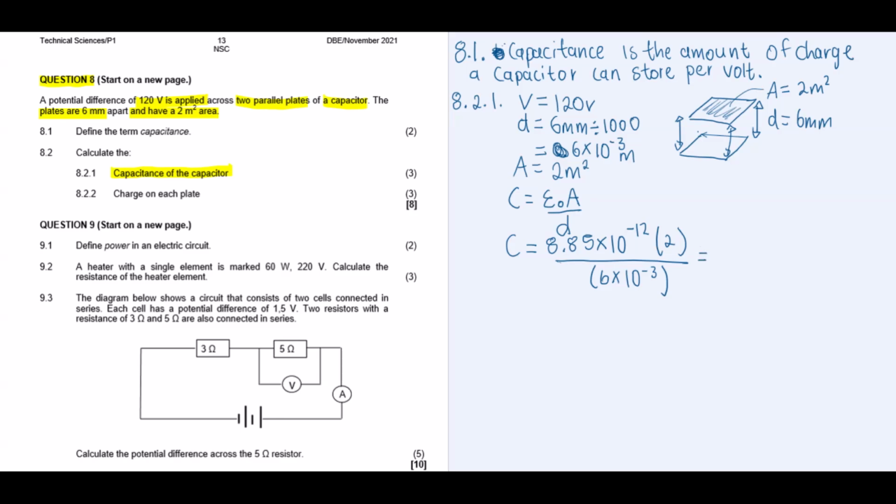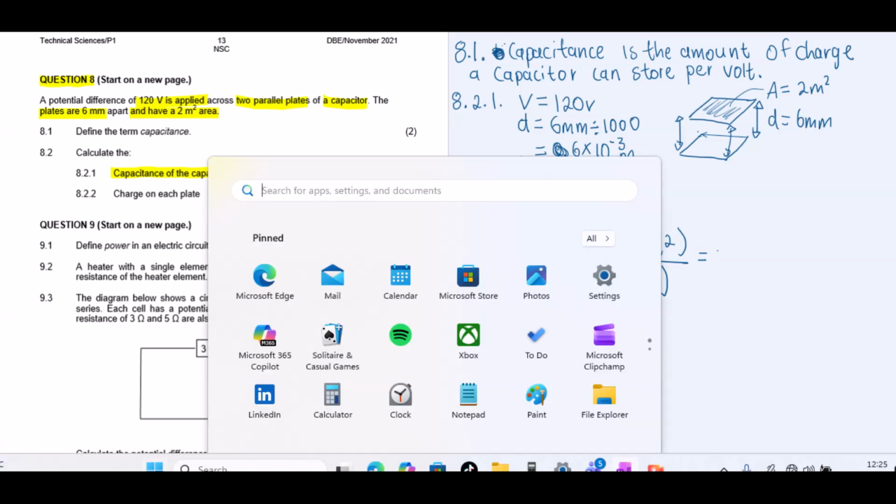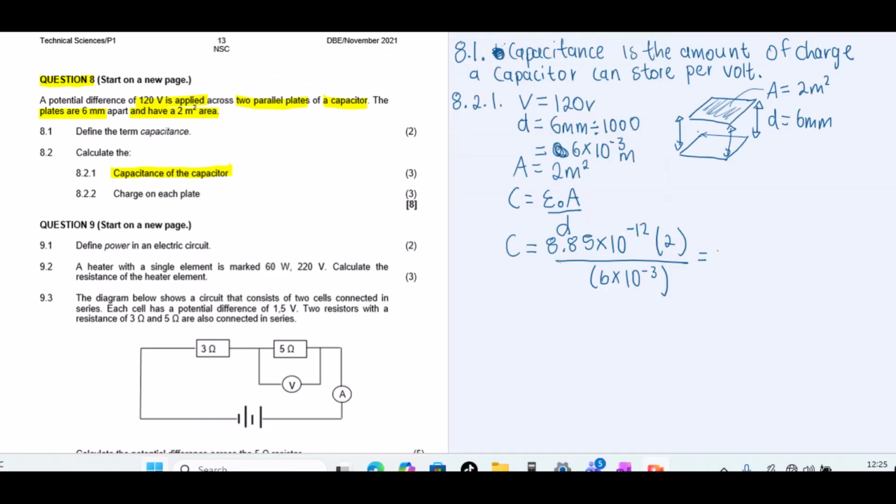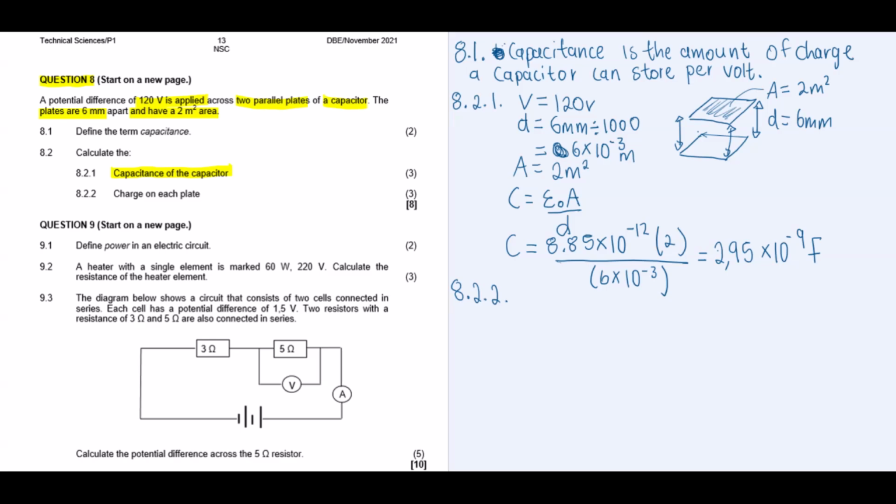Now if we do the calculations, we'll see that the capacitance of this capacitor is 2,95 times 10 to the power of -9 farad, right? So now we're done with that question. Now we can move to the next question, 8.2.2.